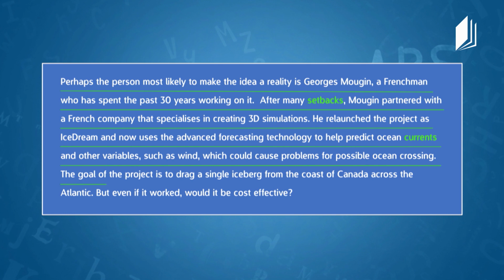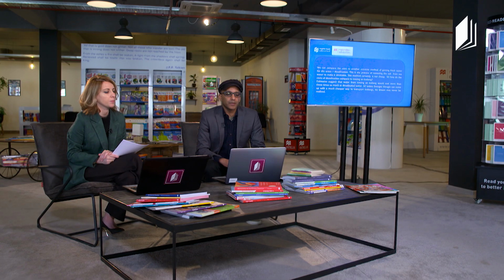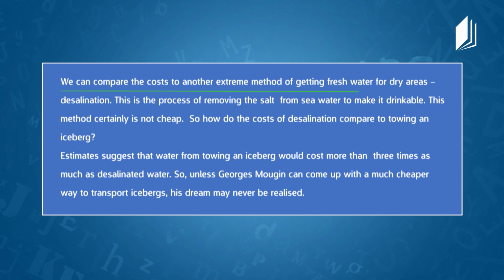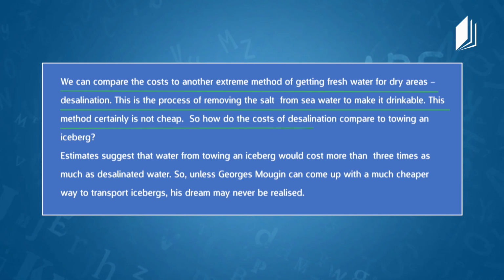The goal of the project is to drag a single iceberg from the coast of Canada across the Atlantic. But even if it worked, would it be cost effective? We can compare the costs to another extreme method of getting fresh water from dry areas: desalination. This is the process of removing the salt from seawater to make it drinkable. This method is certainly not cheap. So how do the costs of desalination compare to towing an iceberg?